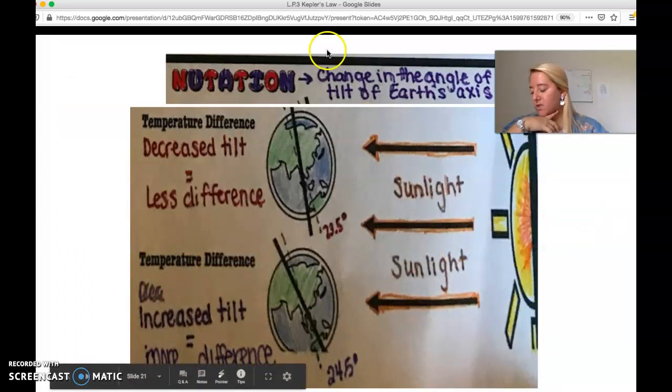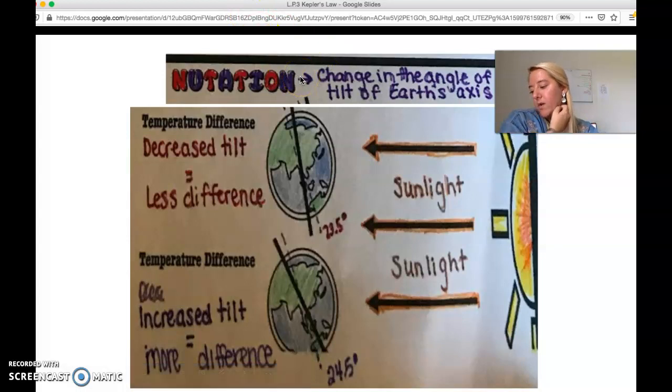Here we're defining nutation, at the top of the very bottom section. So nutation is a change in the angle of the tilt of the Earth's axis. Remember, I said it's not consistent, right? We learn it as 23.5 degrees, but that's not what it is all the time. And this is a typo right here. It should say 22.1 degrees.